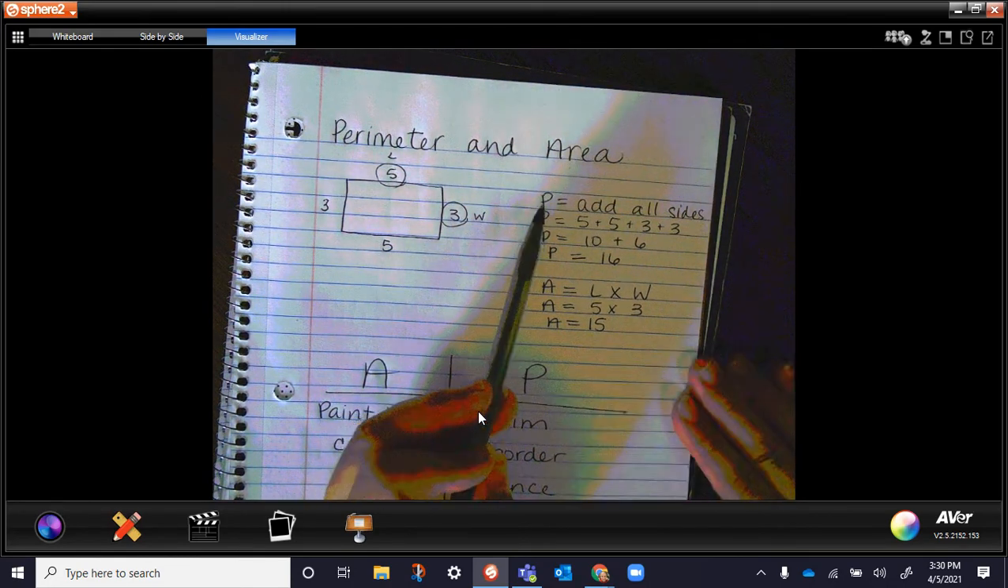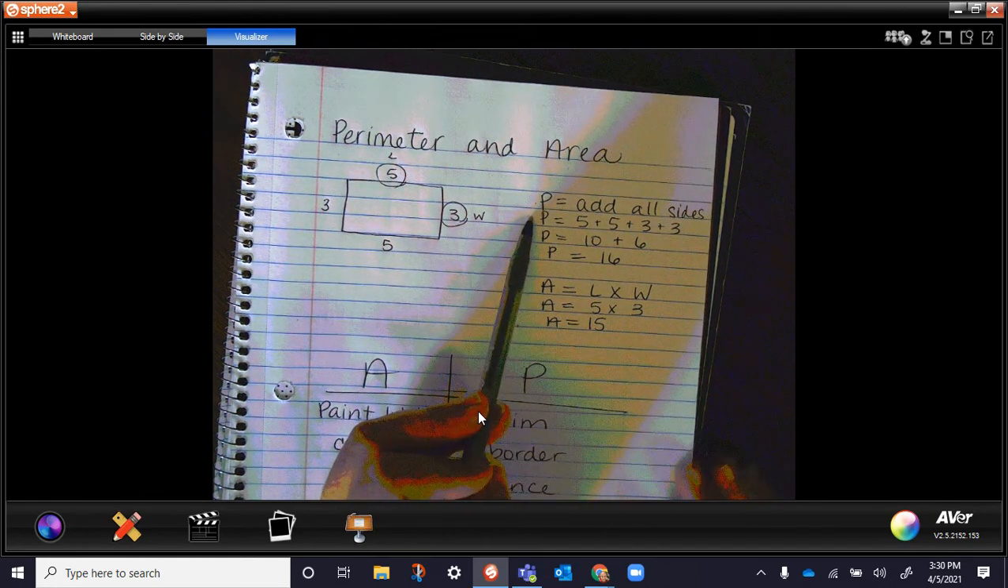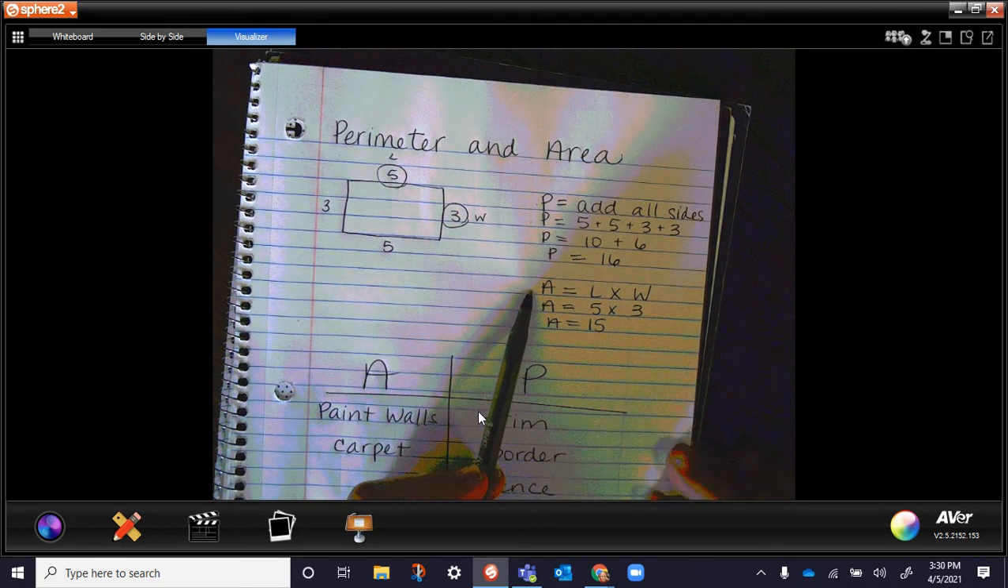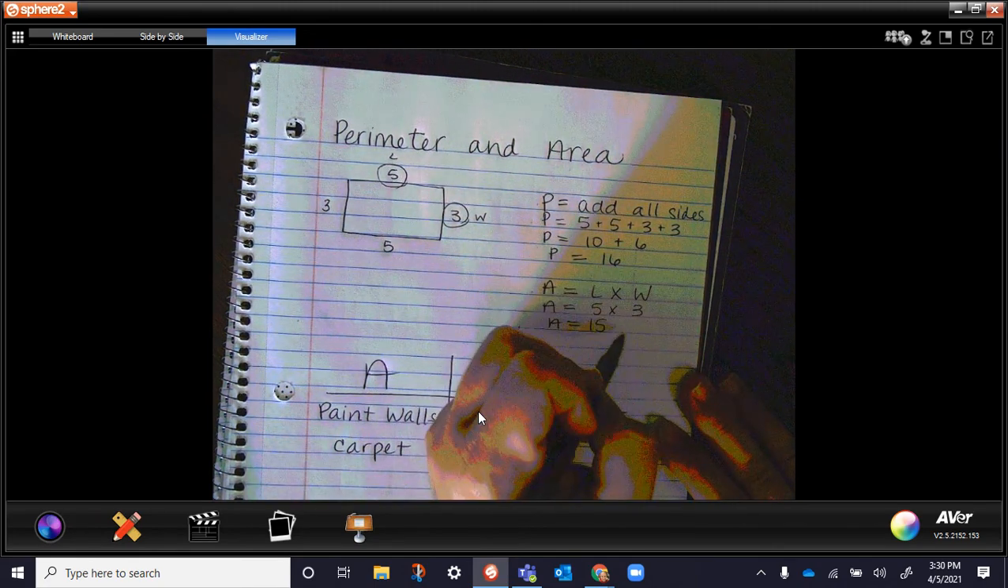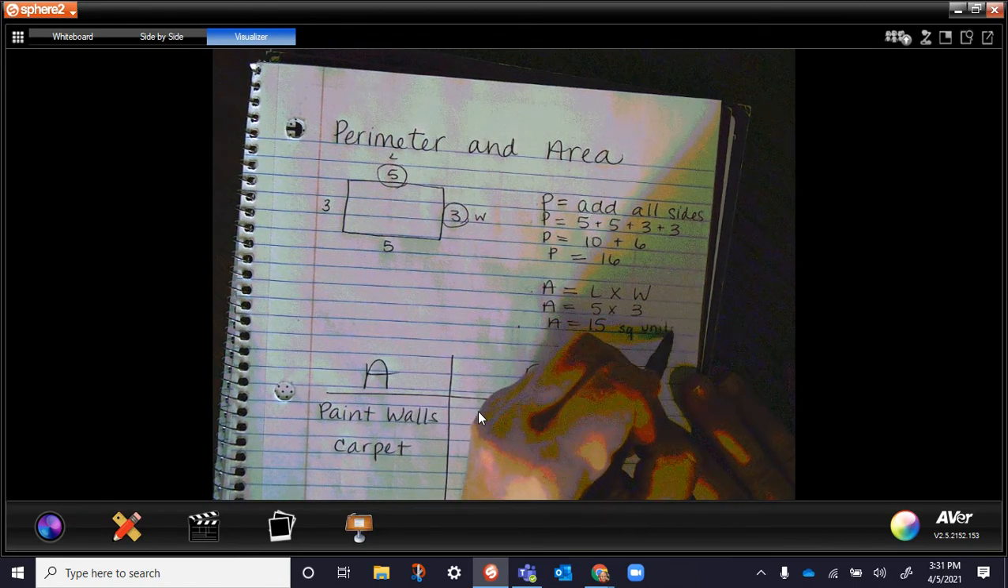So again, perimeter, go back to the formula, add all the sides up. So we added all the sides and got 16. Area, length times width, multiply that out, and we get 15 square units.